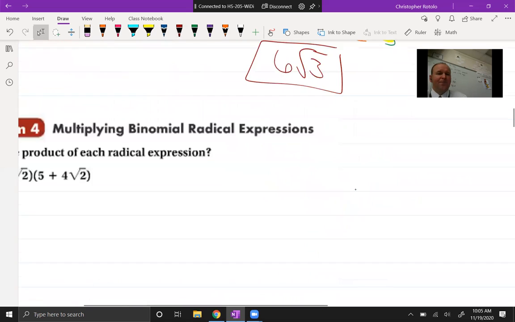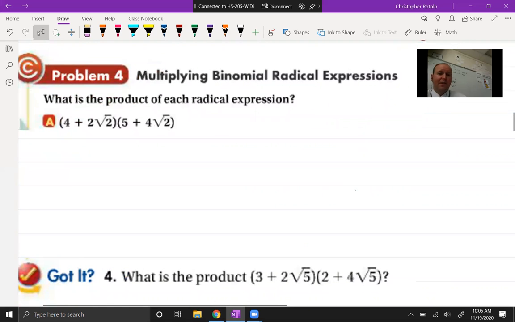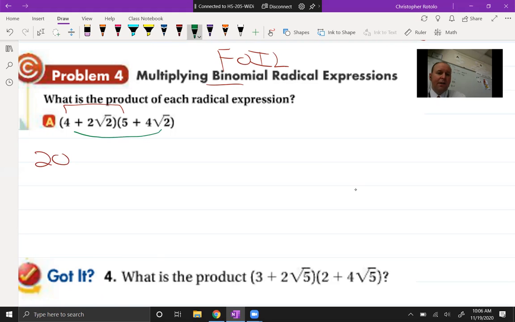All right, what's the other thing we can do? Oh, that's a great question. We can multiply them. Okay, so we're going to multiply binomials. You know what that means? We're going to FOIL them. We're going to take the first. So 4 times 5 is 20. Yeah, it is. And then we're going to take the outside. 4 times 4 root 2. Now it doesn't have a root 2, but that's okay because we're multiplying. So that means 4 times 4 is 16 square root 2.